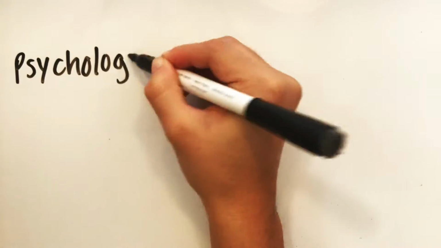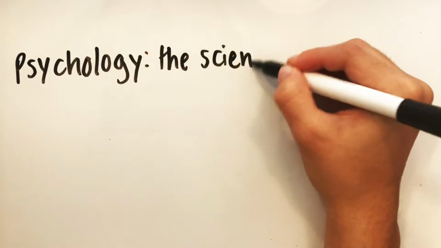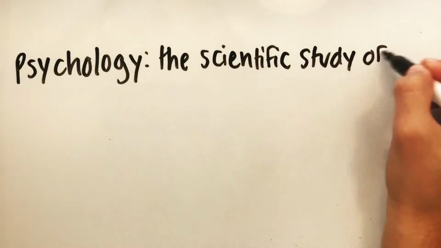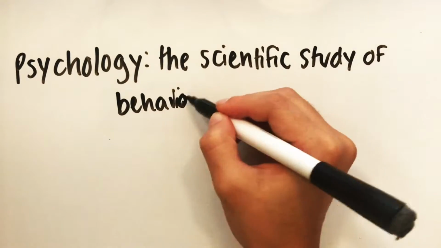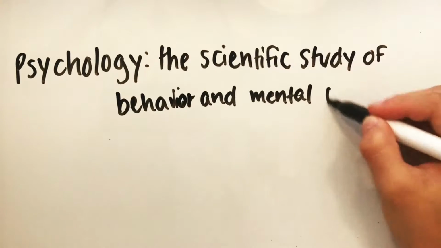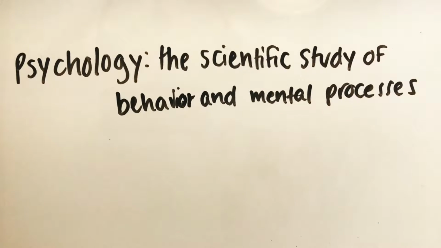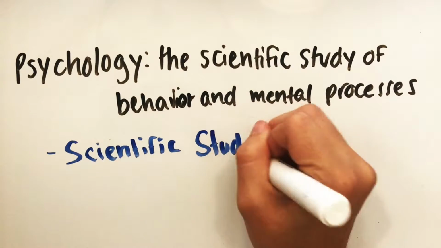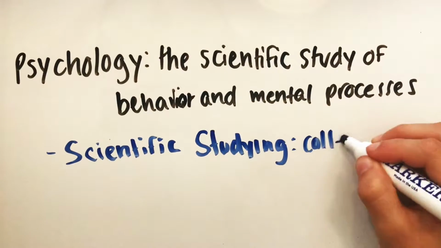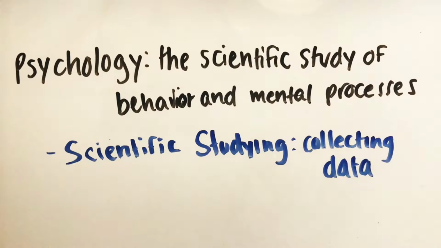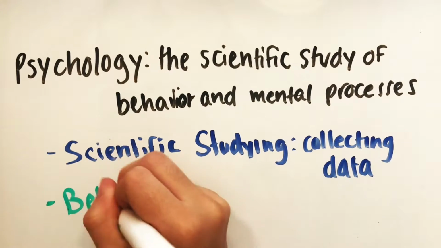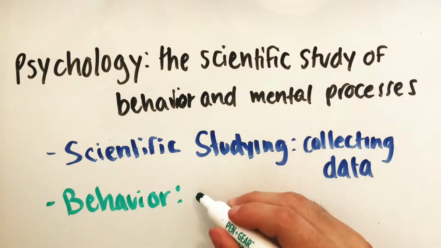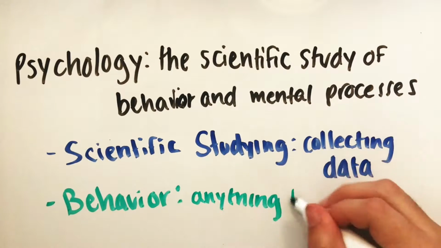By definition, psychology is the study of behavior and mental processes. So now we're going to break down this definition. Scientific studying is basically collecting information using the scientific method. Yes, the scientific method, like we learned in the fourth grade, but we use this thing that we learned in fourth grade to carry out experiments, but a little more in depth.